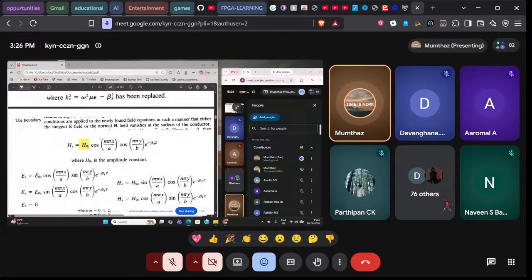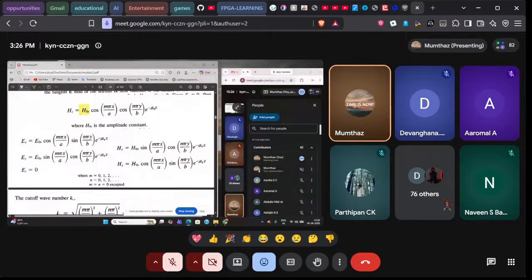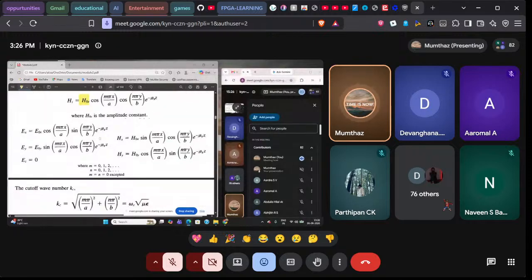Then we can elaborate all the other electric and magnetic fields Ex, Ey, Ez, Hx, Hy in this form. So these are actually similar. If you look, you can find they are very similar to each other, just the difference in the coefficients only. You can see E0, E0.